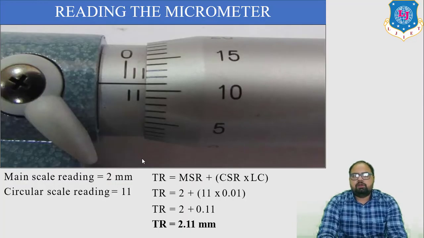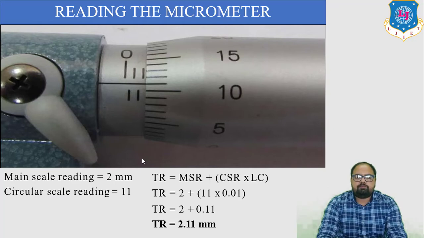After doing practical in the workshop, we will have some practical images, and we need to take the reading from those images. So you can see in this image the main scale reading is 0, 1 and 2. So main scale reading is 2 mm. Circular scale reading, you can see this is 10 mm and circular scale reading matches with 11 mm. So circular scale reading is 11 mm.